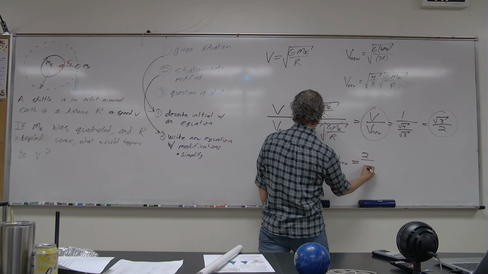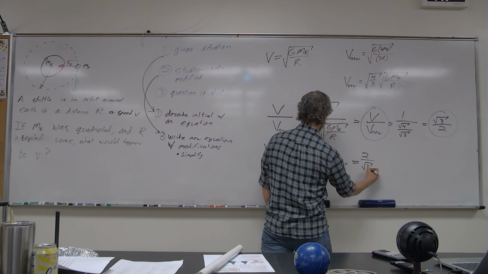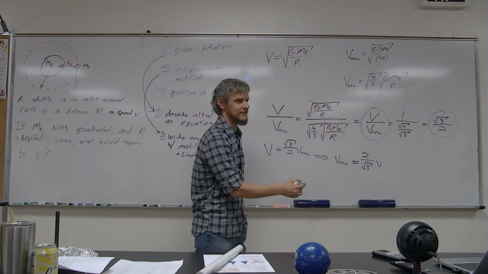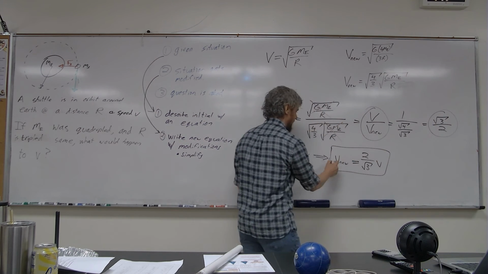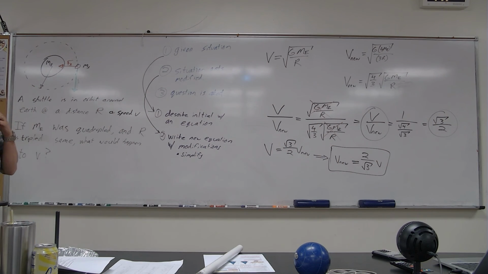So 2 over the square root of 3 times V, and that is our answer that we got, right? Okay. Thank you, Jalen. Oh man, that was hurting my brain. It's sixth period. I'm starting to shut down. All right.